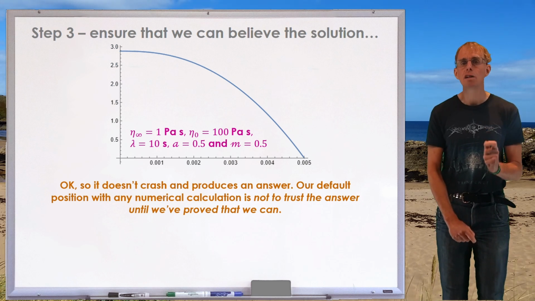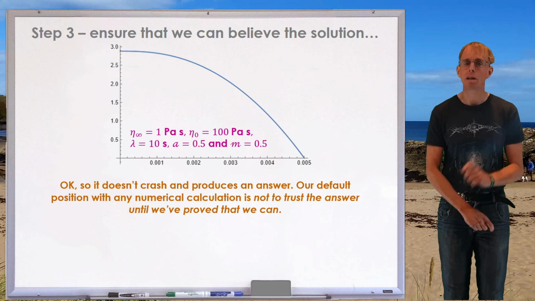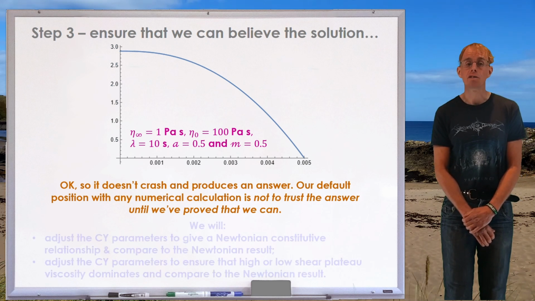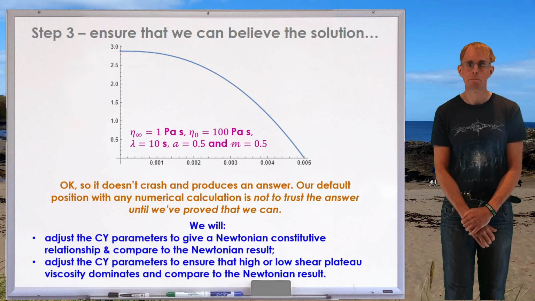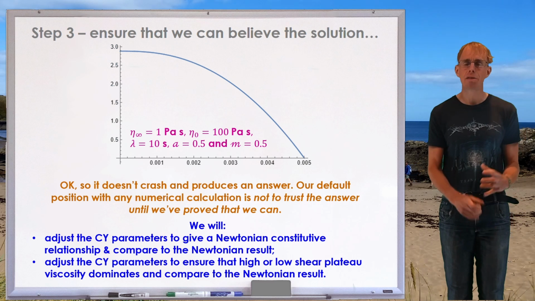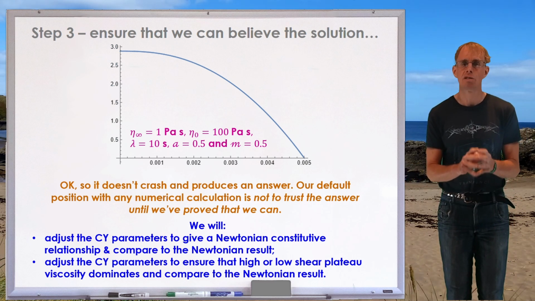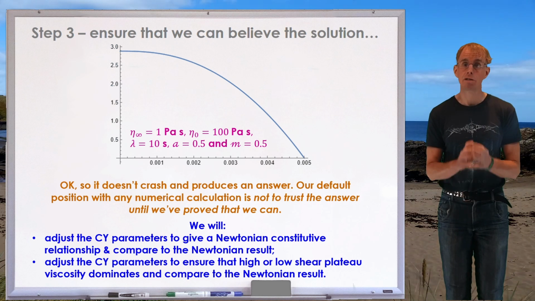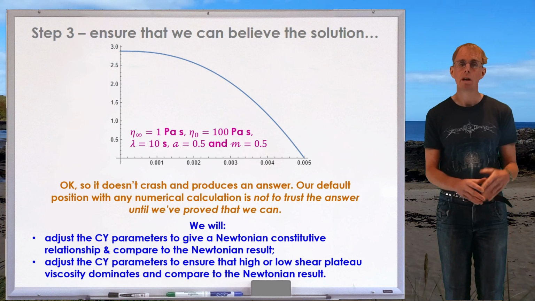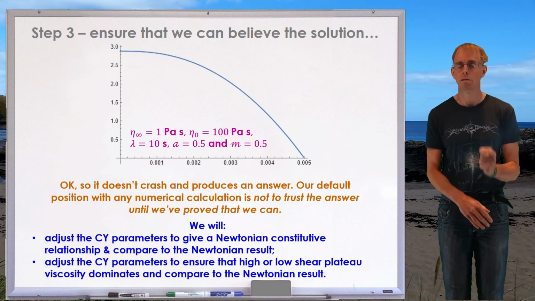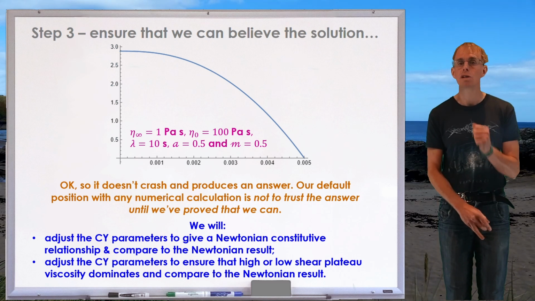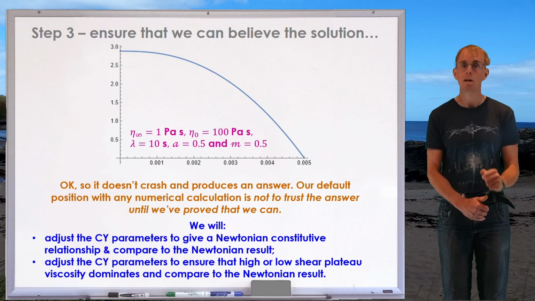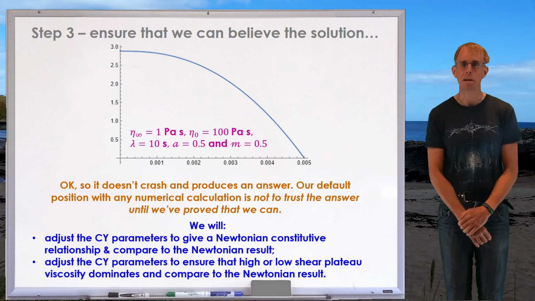The default position with any numerical work I would recommend is that you do not trust the answer until you've proved that you can. So what we're going to do now is to validate this and make sure that we can believe it. And we're going to validate this as follows. We need to think of a way in which we can manipulate the Carreau-Yasuda equation to give us an answer that we know. Ideally, an answer we've got an analytical solution for. So, first off, why don't we adjust the Carreau-Yasuda parameters to give us a Newtonian result, and then compare the numerical solution that we get to the analytical solution for Newtonian fluid in a pipe.